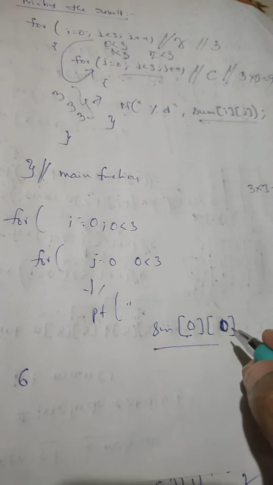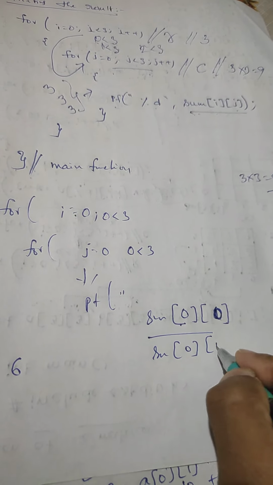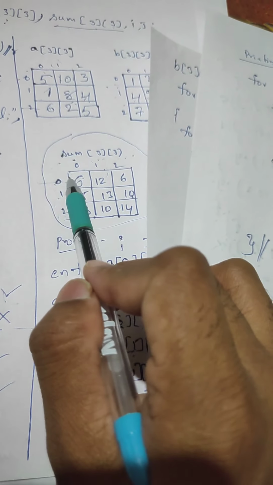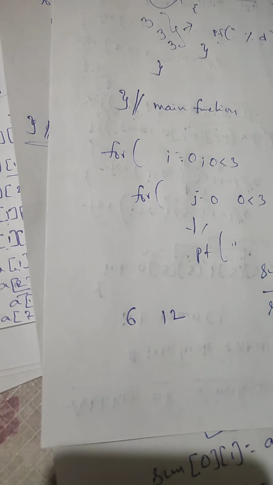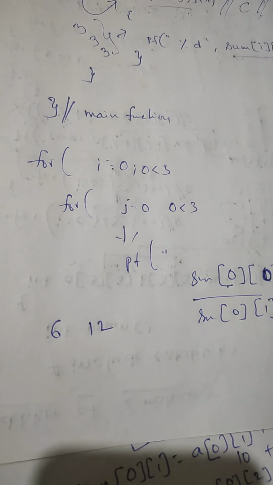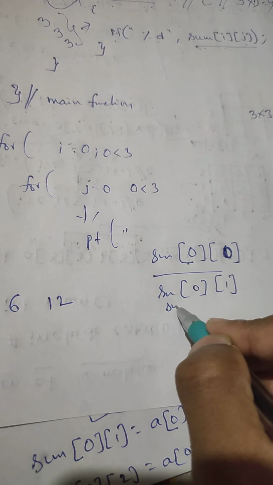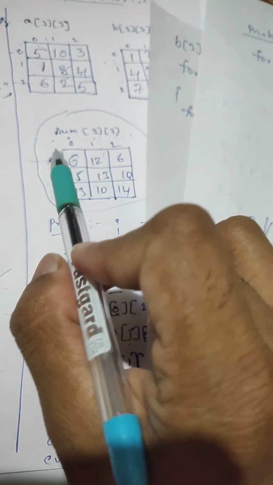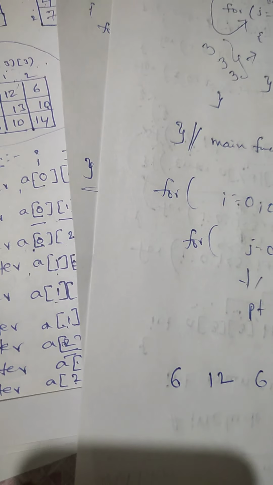In that case, j value becomes 1. Sum of i value 0 and j value 1, that is 0, 1. So what is the value of 0, 1? 0th row, first column value is 12. And next j value is incremented by 1. In that case, sum of 0, 2. What is the value of 0, 2? 0th row, second column value is 6.